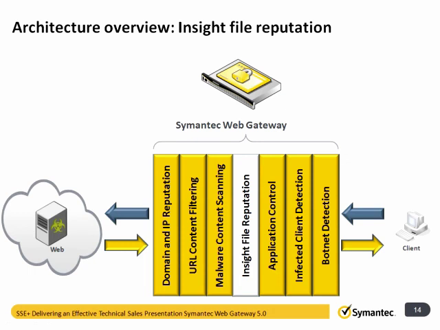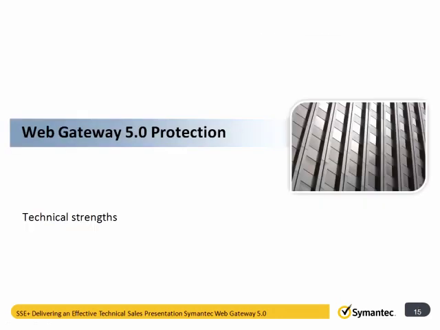One new module in the Web Gateway version 5, missing from the last slide, is our new file-based reputation module called Insight. If enabled, this module can enforce policy that will only allow users to download portable executable files that are known by Symantec to have a good reputation. Now we're going to dive deeper into the Web Gateway version 5 protection, and this really demonstrates the technical strengths of the product.